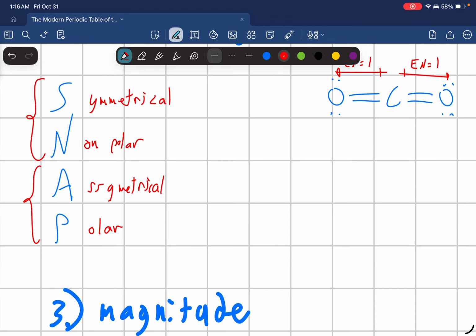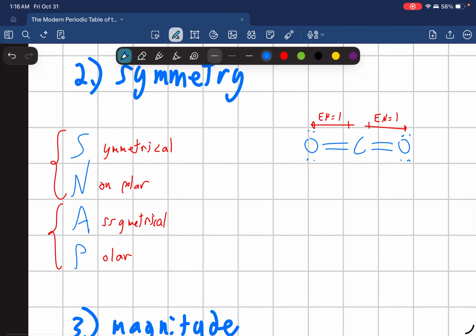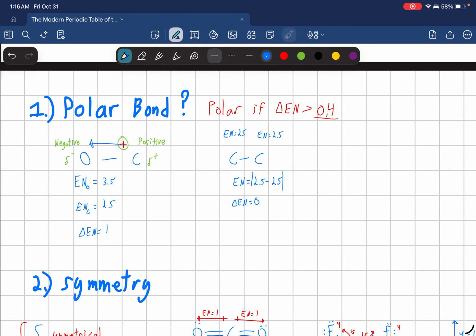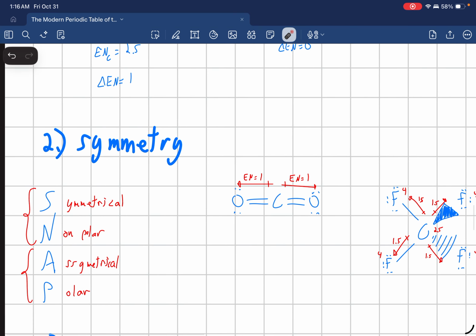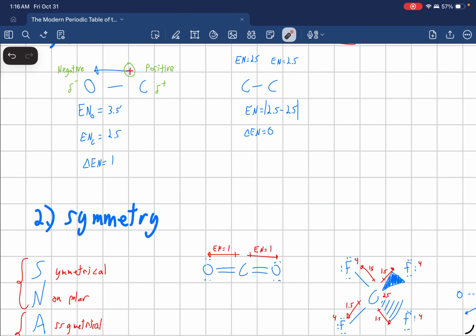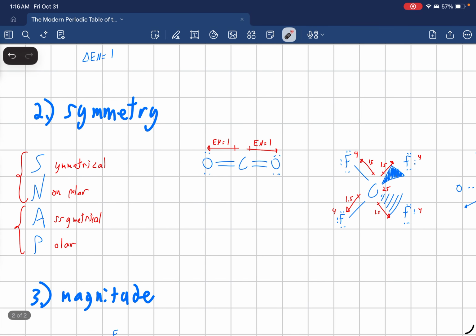One thing to note is that when you go to step 2 and look at symmetry, you're assuming that the electronegativity difference of the bonds is already greater than 0.4. Otherwise, you don't really have to go to this step. If you had a whole bunch of carbon-to-carbon bonds, you don't need to check if it's symmetrical, because you already know that none of the bonds between any of the atoms are polar.